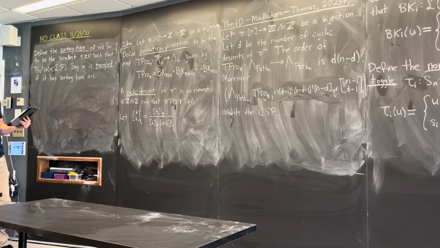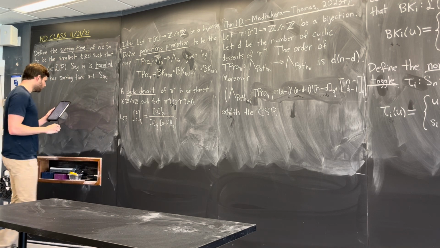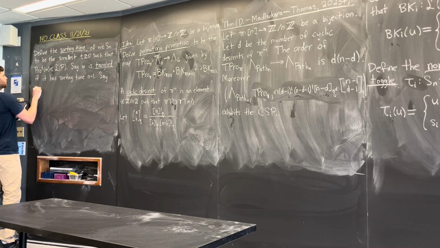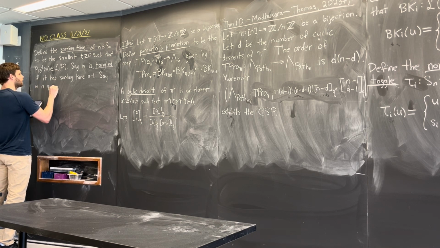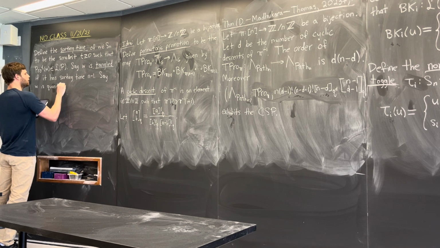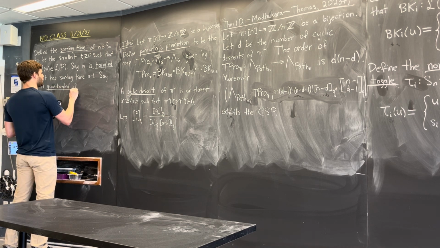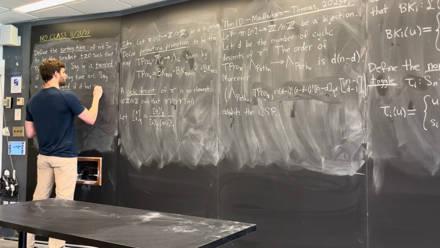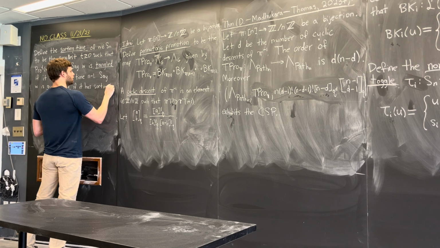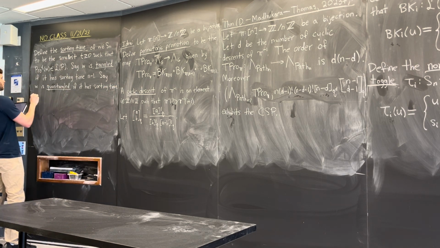Okay, so this is a definition that Elliott gave. Say W is quasi-tangled if it has sorting time n minus 2. So it's almost the maximum number.